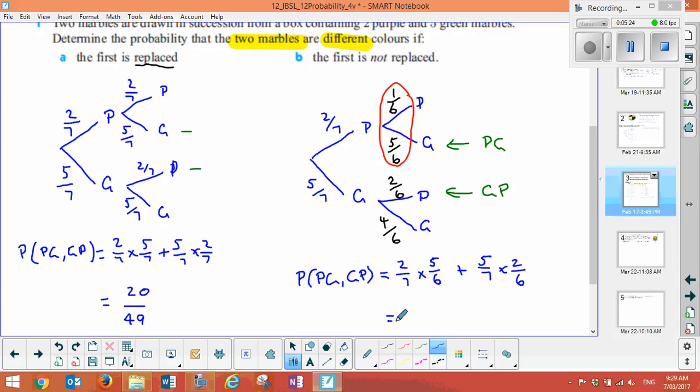So what does that come to? We've got 2 5s are 10. 20 over 6 7s are 42. So you should be able to do this without a calculator. So at this point you can simplify down. 10 over 21 for our probability.